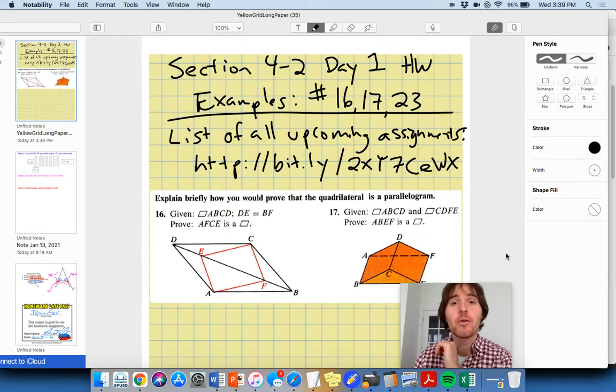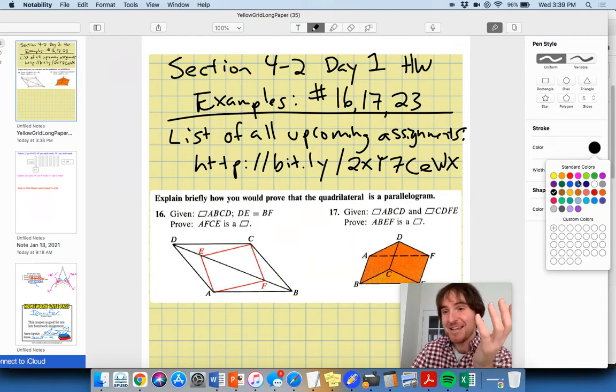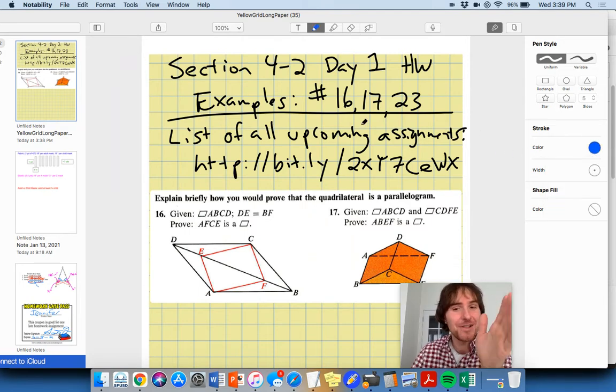Hopefully, you're getting started right away on your Section 4.2 Day 1 homework problem set. I think it might be a tad bit shorter than some of the problem sets we've had recently, which takes some time. But anyways, hopefully, you get this done in less than 40 minutes. You see the problems again.